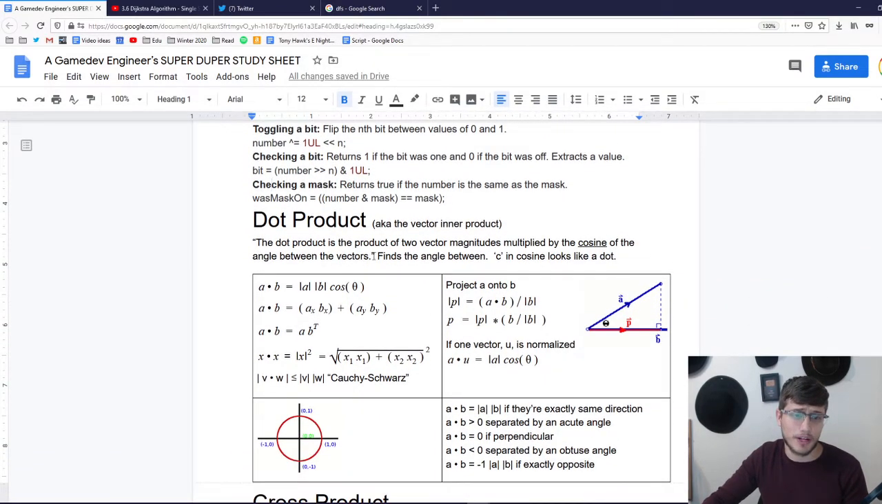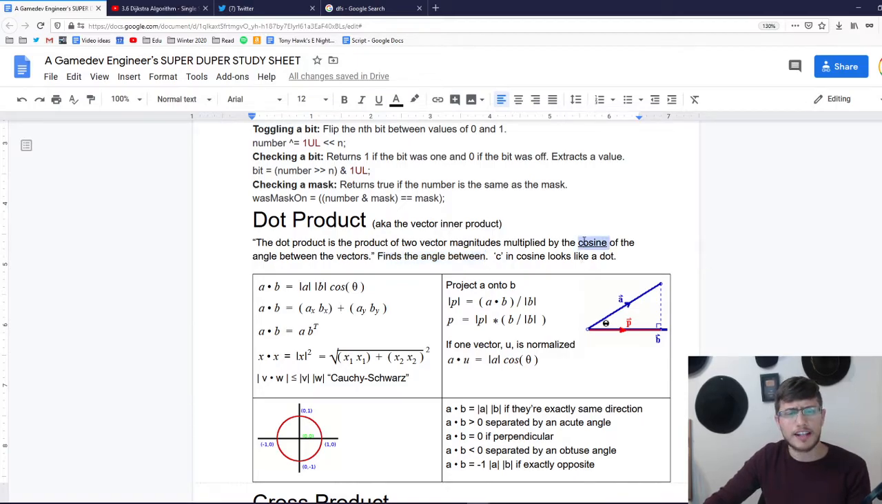Okay, and then the dot product, aka the vector inner product. So this is, again, the most common question. They're going to say, hey, what's a dot product? And you're going to say, the dot product is the product of two vector magnitudes multiplied by the cosine of the angle between them. It basically finds the angle between. That's the big thing there. It's also used for projections. It's used for angles and projections.